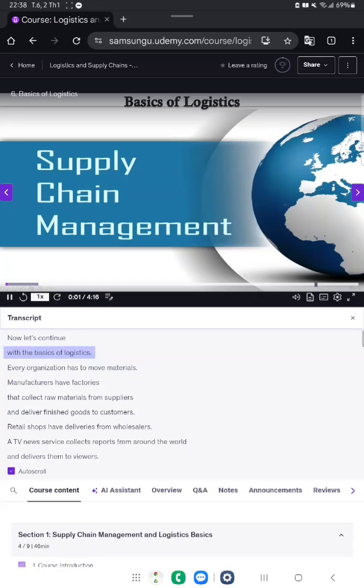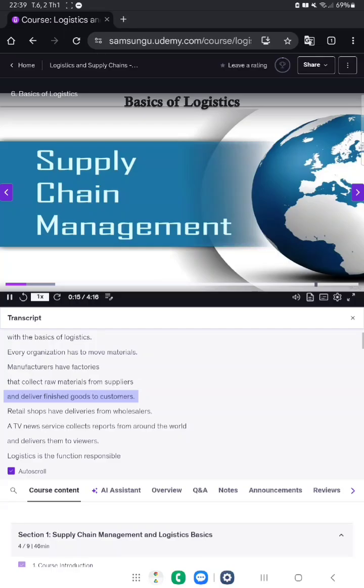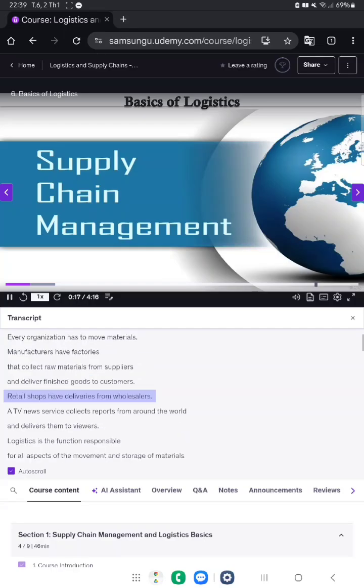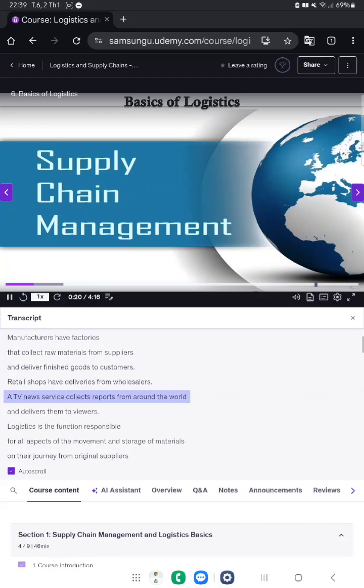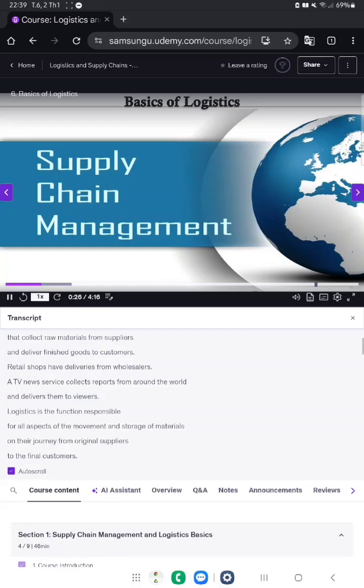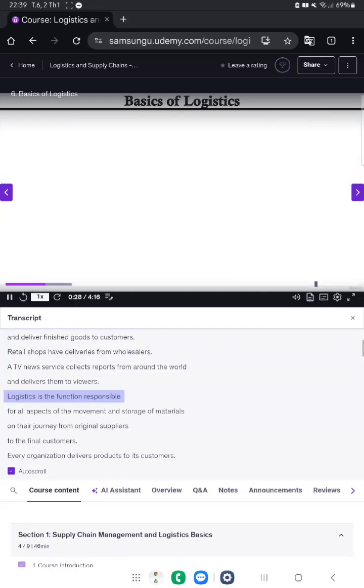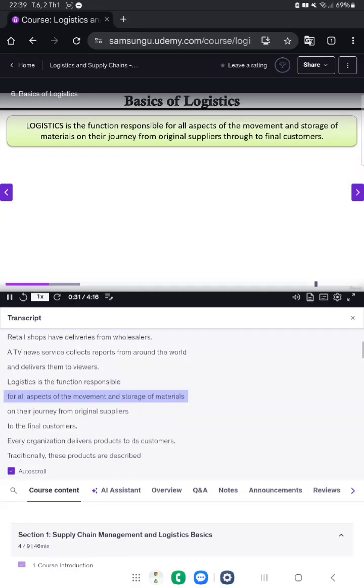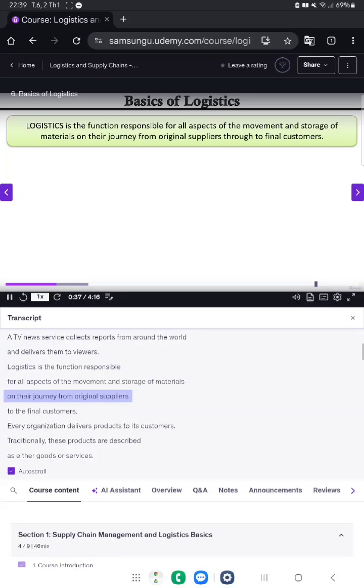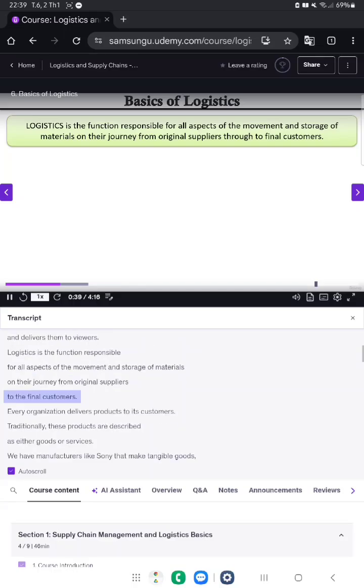Now let's continue with the basics of logistics. Every organization has to move materials. Manufacturers have factories that collect the raw materials from suppliers and deliver finished goods to customers. Retail shops have deliveries from wholesalers. A TV news service collects reports from around the world and delivers them to viewers. Logistics is the function responsible for all aspects of the movement and storage of materials on their journey from original suppliers to the final customers.